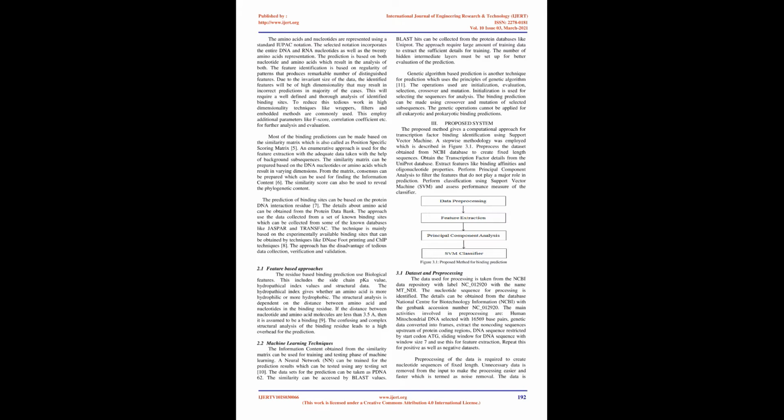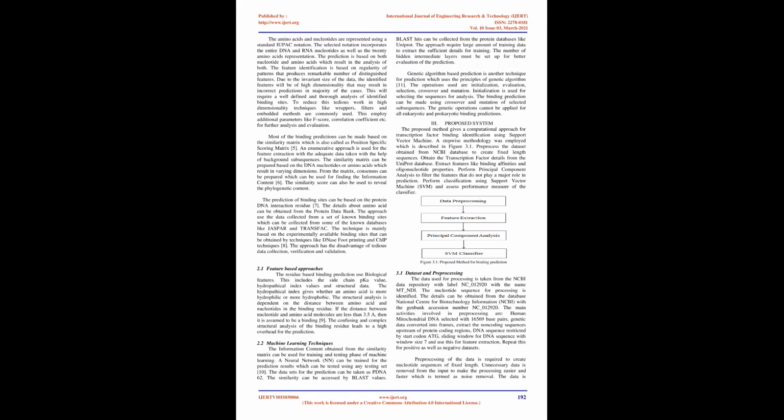The prediction of binding sites can be based on the protein-DNA interaction residue [7]. The details about amino acids can be obtained from the Protein Data Bank. The approach uses the data collected from a set of known binding sites, which can be collected from known databases like JASPAR and TRANSFAC. The technique is mainly based on the experimentally available binding sites that can be obtained by techniques like DNase footprinting and ChIP techniques [8]. The approach has the disadvantage of tedious data collection, verification, and validation.